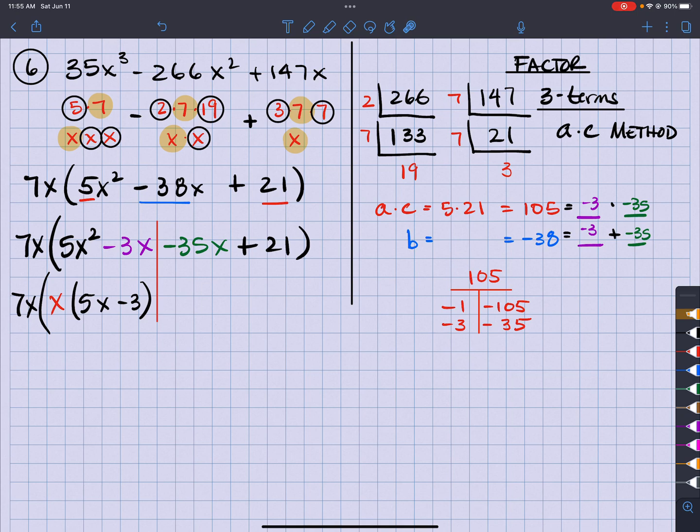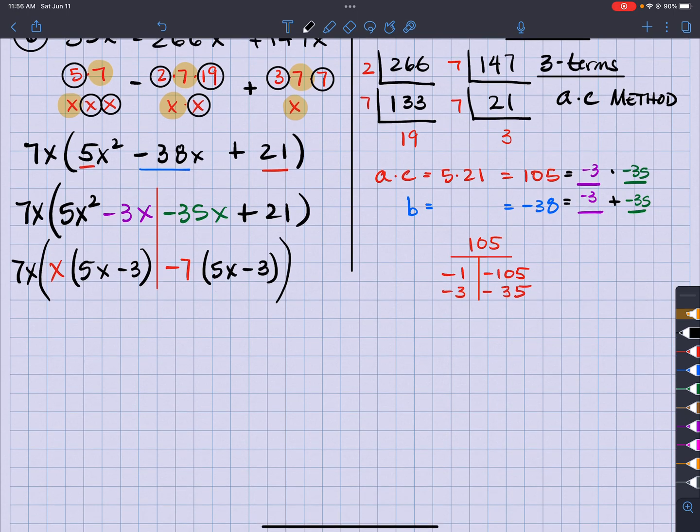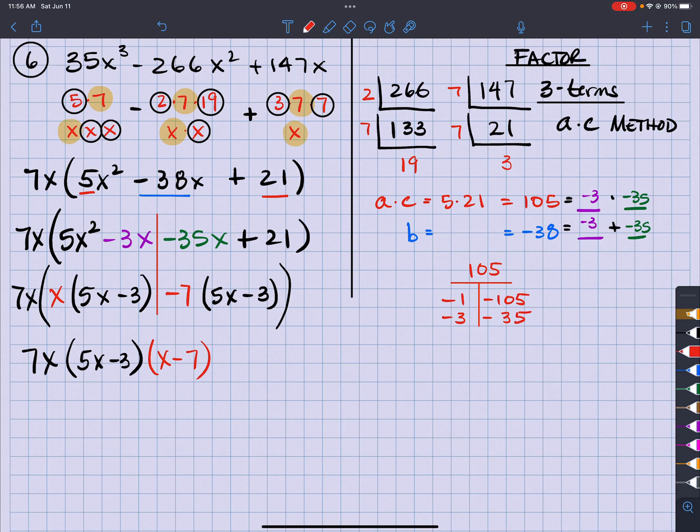My GCF of the second group, but the third term is a negative, so I need to pull a negative. What goes into 35 and 21? Well, 7 does, which would leave me with a 5x minus 3. And there we go. All right, so I'm going to be left with a 7x. What's in common? The 5x minus 3 and the, oopsies, the x minus 7. And of course, when you look on your sheet, that is there, and that is going to be choice A.